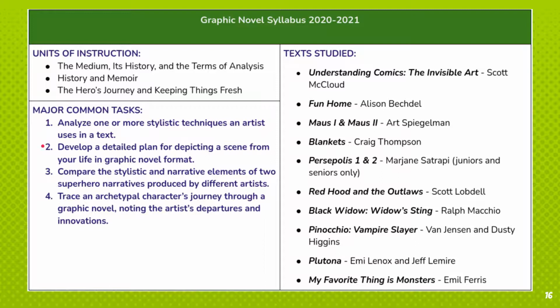Numbers 1 and 2, those are the 2 things that we focus on for third quarter. Fourth quarter, we begin looking at comparing the stylistic and narrative elements of 2 superhero narratives produced by different artists, and then tracing the archetypal character's journey through a graphic novel, noting the artist's departures and innovations. Okay, so these are things that I'll elaborate more on once we get there and after we build our vocabulary. The texts that we're going to study, I won't read through all of these.